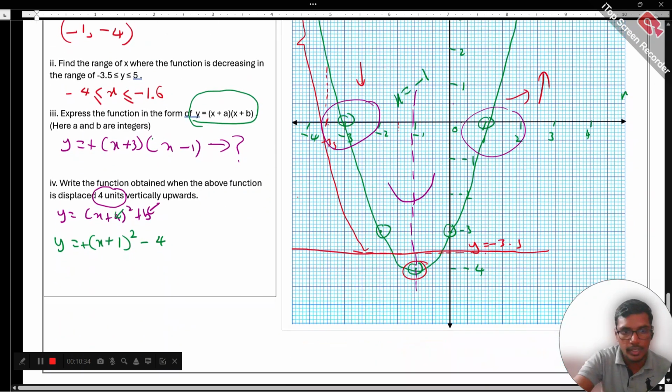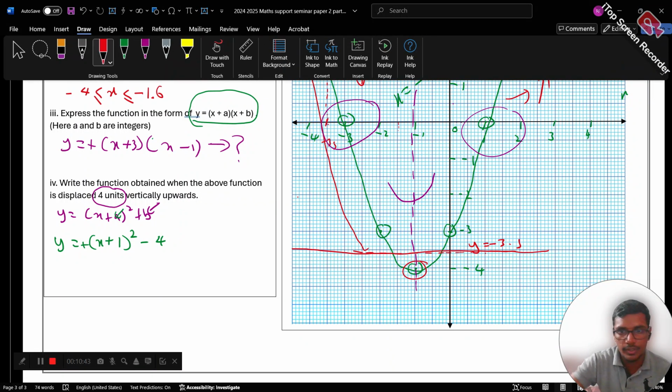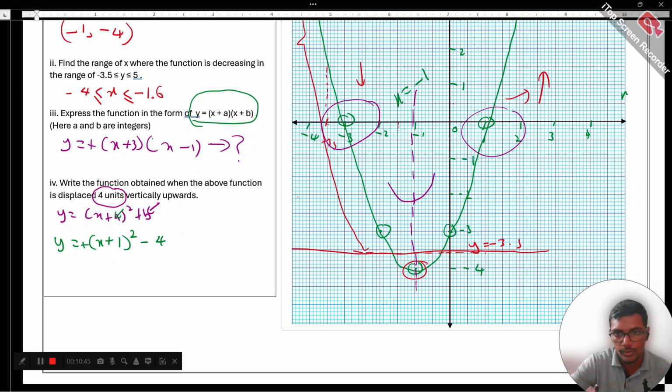But what they ask us to do is displace 4 units vertically upwards. This is going 4 units up. Now what's the existing point? Current point is -4. When you go up, -3, first point, -2, second point, -1, third point. 0 will be the fourth point. The new graph will be drawn like that.